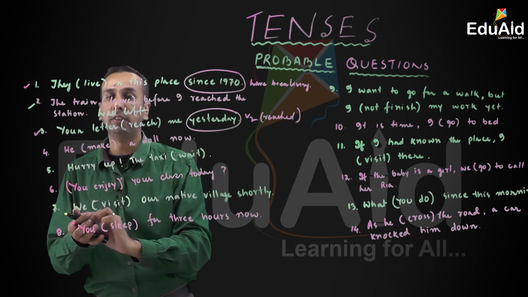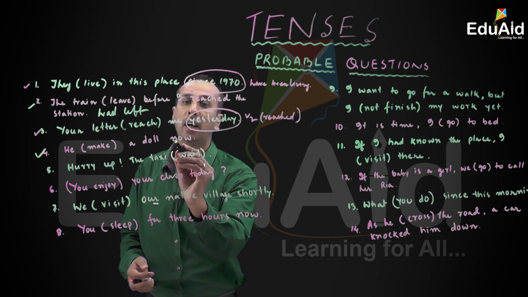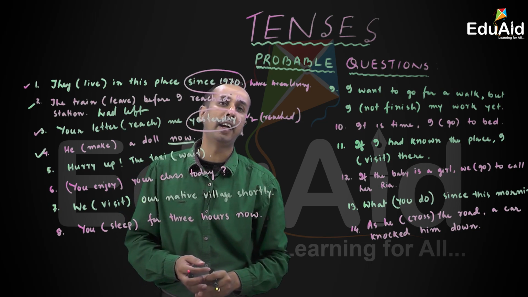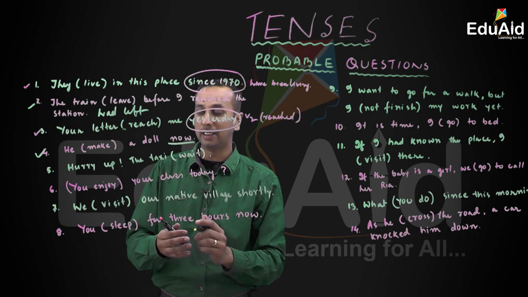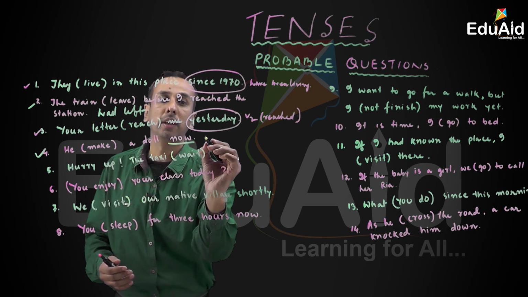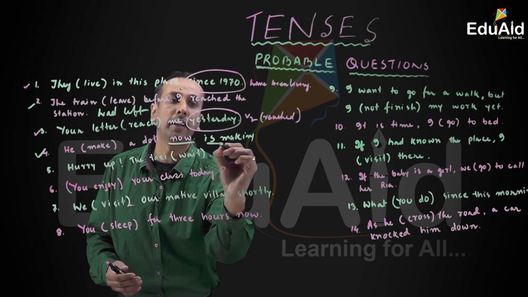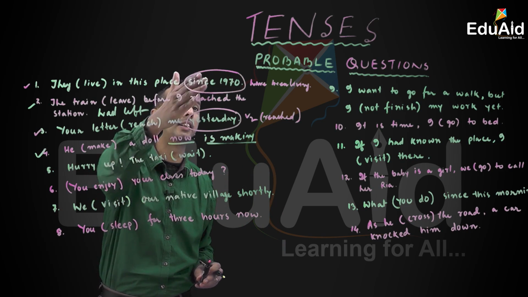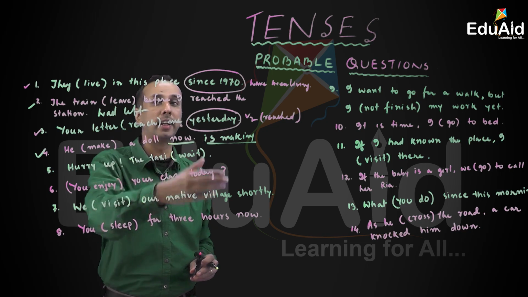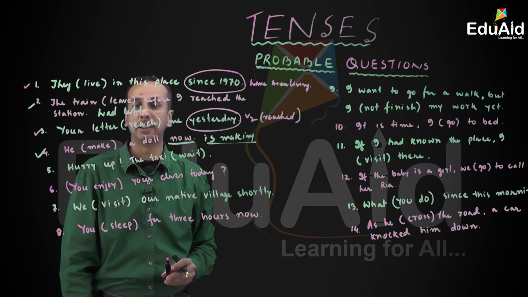Number 4, he make a doll now. Ketia kam to kori ase? At present. At present soli thoka action, continuous action. Answer: he, third person singular number, is making a doll now. Ei clue bilak jodi ami loi lo jeneke now, yesterday, since 1970, before I reached the station, so this will help you to get the accurate answers.